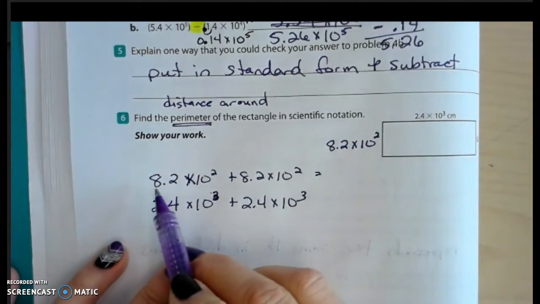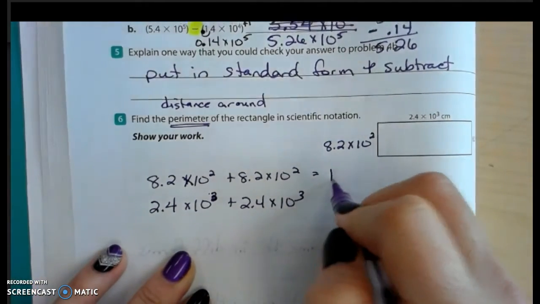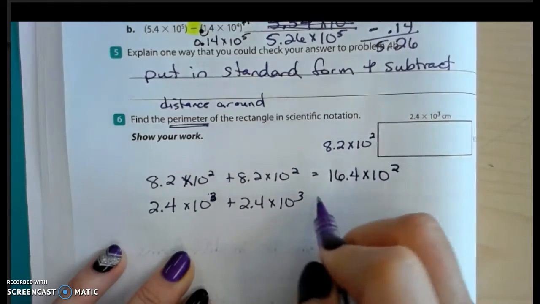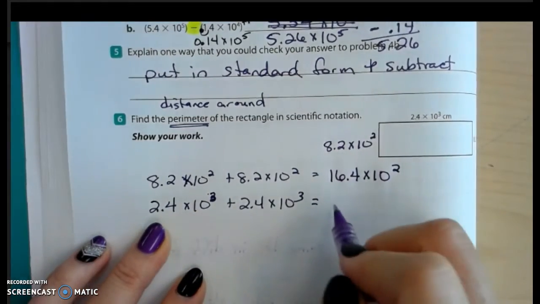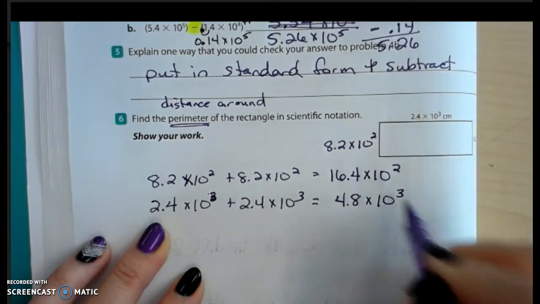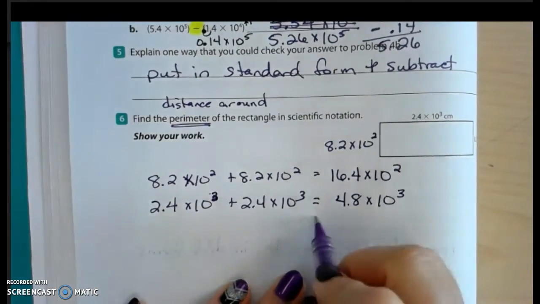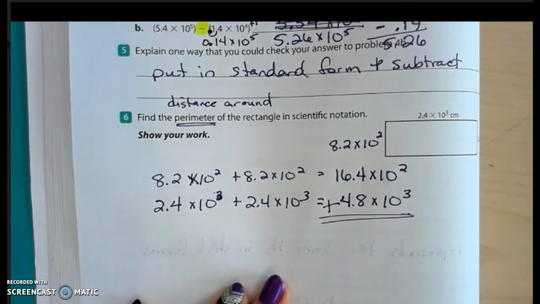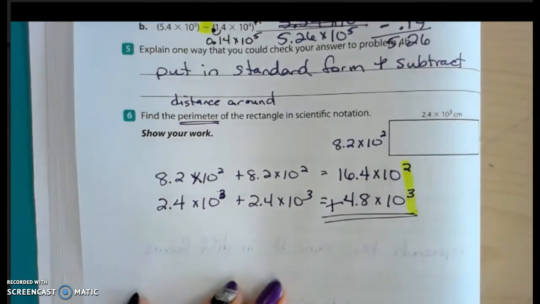So when I add here, I've got 8.2 and 8.2 makes 16.4, and then I keep the base 10 the same. And 2.4 and 2.4 makes 4.8 times 10 to the 3rd. Now I need to add these together, but I can't because my base 10s don't match. I have to fix those base 10s.